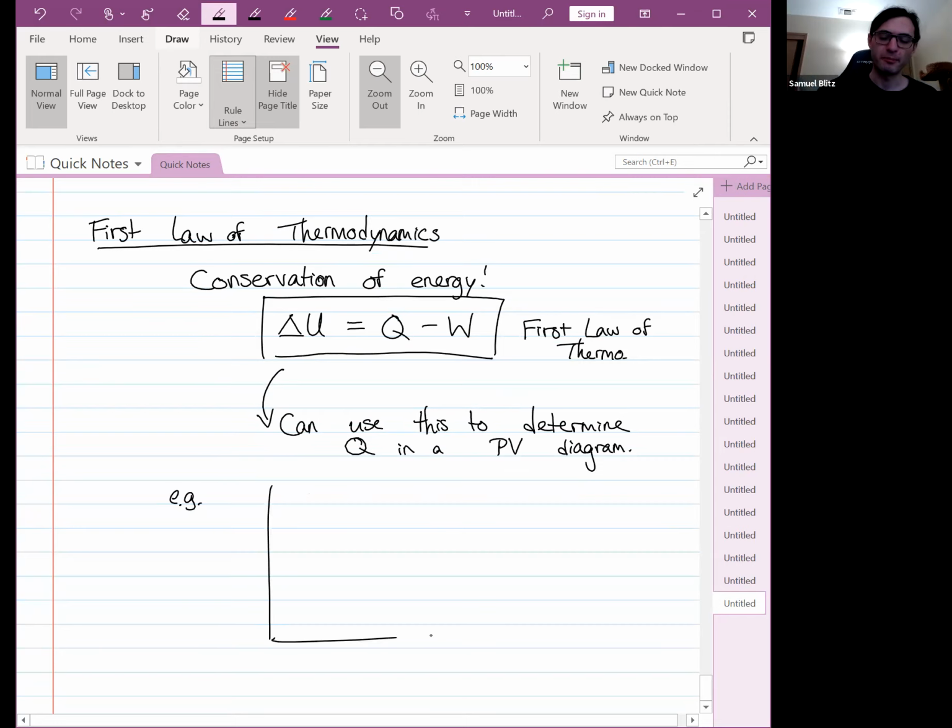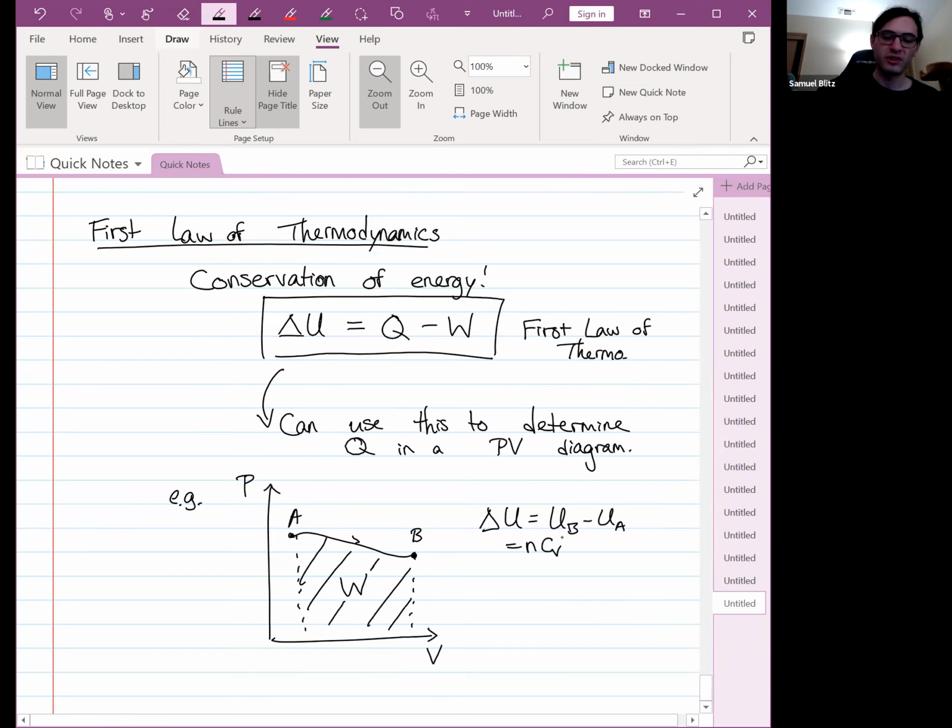you have your PV diagram. Let's say you have a process here to here, A to B going this way. So the work done, I'm just going to put a W in here because that's the total work done as you go from A to B. And delta U is equal to UB minus UA. And UB is just N times CV times TB minus N times CV times TA. Remember that the thermal energy of the system is just N times CV times its temperature.